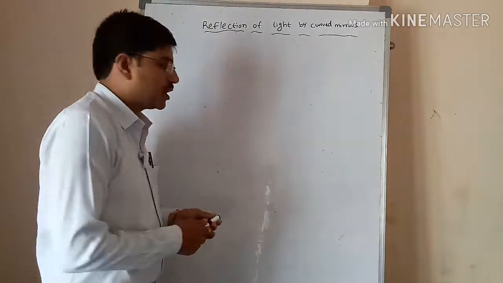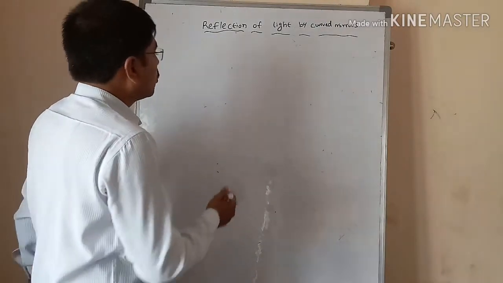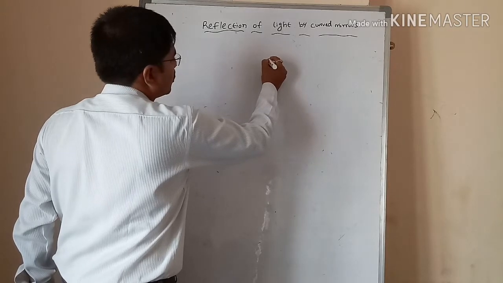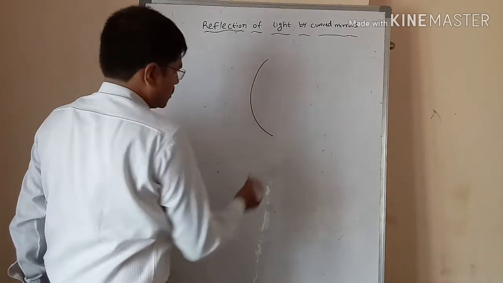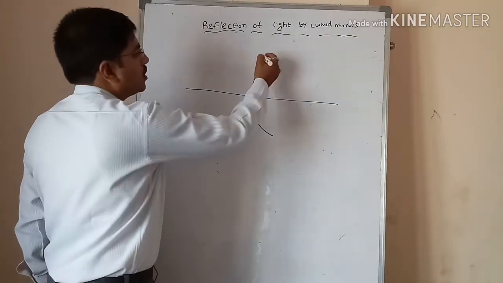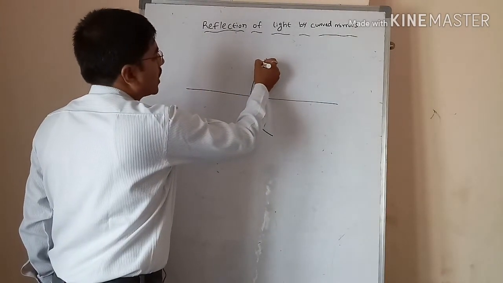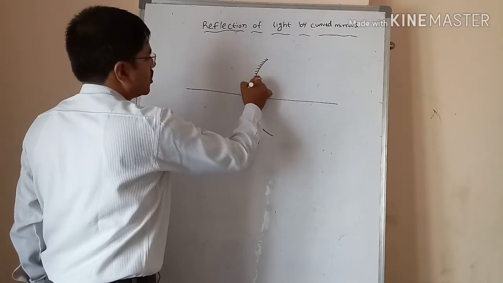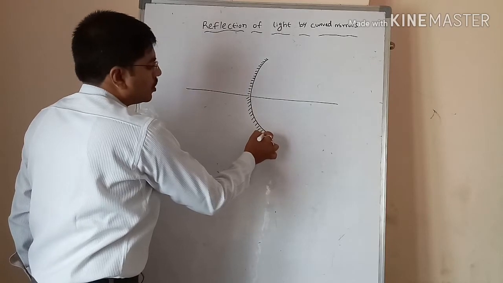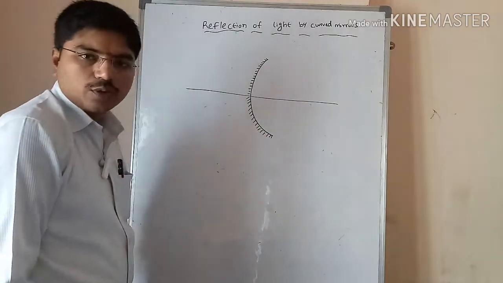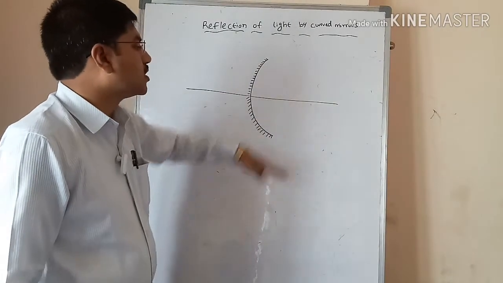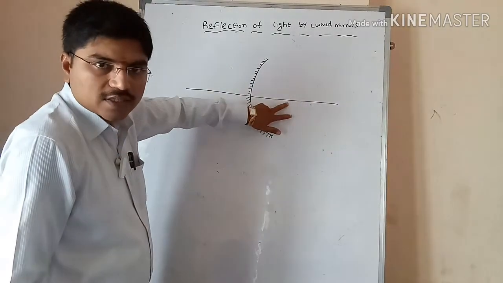Before drawing a ray diagram, first of all I am going to discuss some information. For example, now it is a curved surface. Now I am going to draw a horizontal line. The backside part I am going to cover is a concave mirror. Now this is a concave mirror. This is one horizontal line. What is this horizontal line? It is the principal axis.